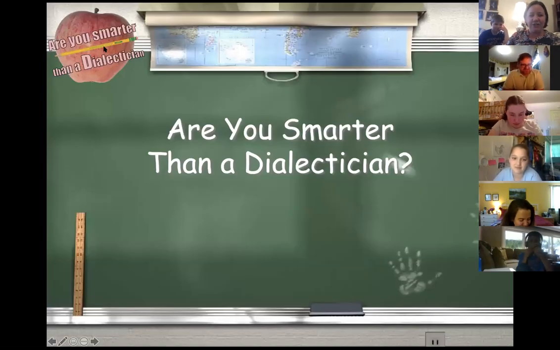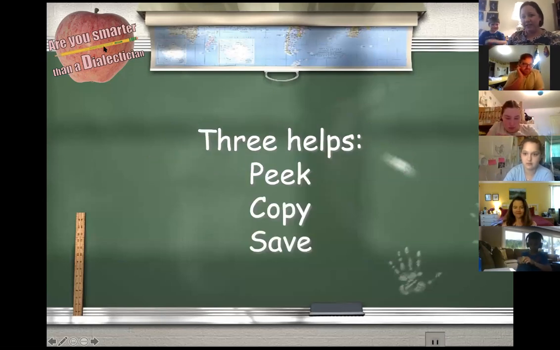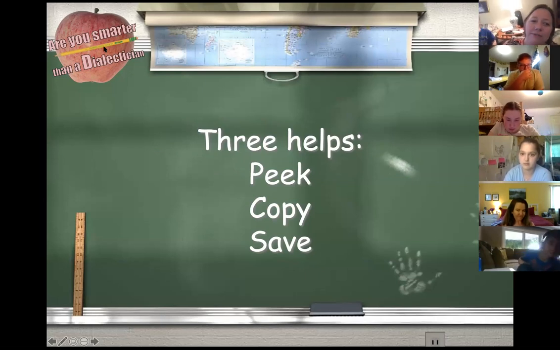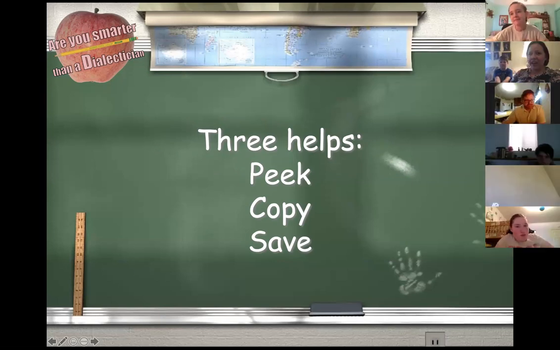Okay, so here are the rules, Miss Kati. We're going to ask you a series of questions, and you have 3 helps from our class of dialecticians and grammarians. You can use a peek, which is, if you ask for a peek, then we will all show you our answers. So all the class will show you what they think the correct answer to the question is.